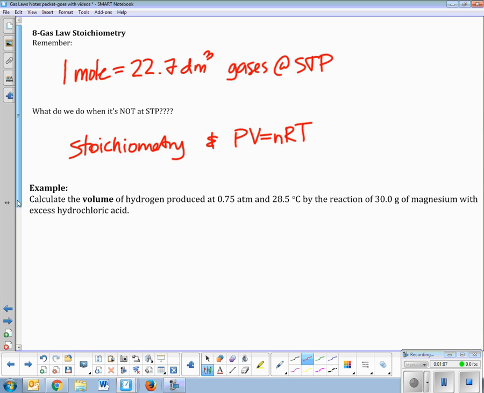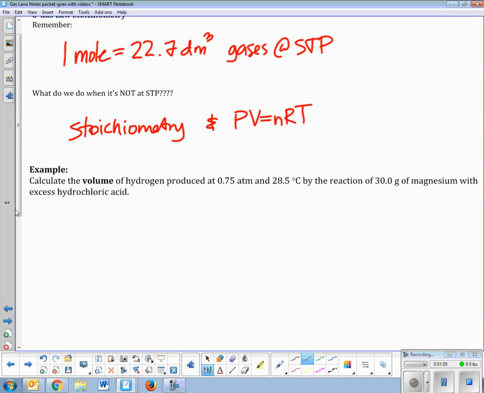When you're looking at a problem like this, calculate the volume of hydrogen produced at 0.75 atm and 28.5 degrees Celsius by the reaction of 30 grams of magnesium with excess hydrochloric acid, you need to first have a balanced equation. So I'm going to write some steps over here on the side. Number 1 would be balanced equation.